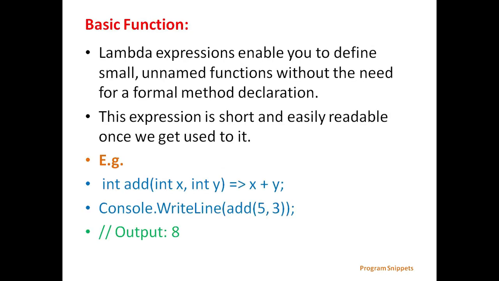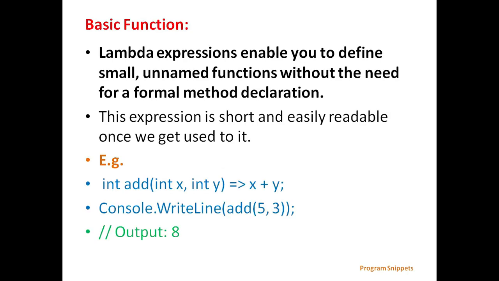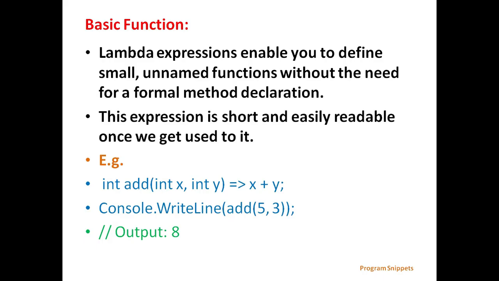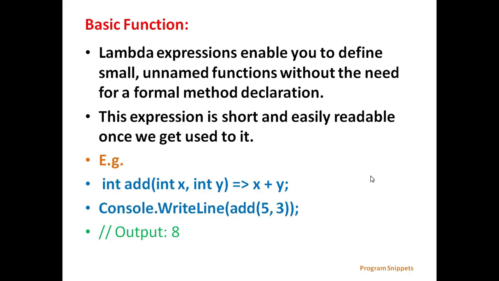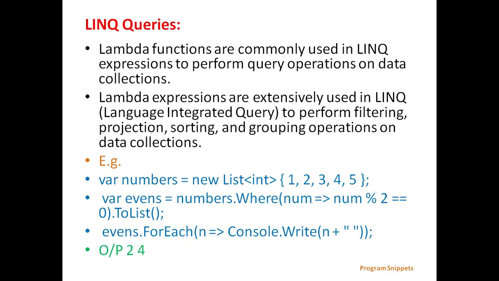First we'll see basic functions. Lambda expressions enable you to define a small unnamed function without the need for a formal method declaration. This expression is short and easily readable once we use it. For example, here we'll define a lambda function int add with parameters x and y, and with the lambda operator we'll return x plus y. And when we execute it with 5 and 3 as parameters, it will give the output 8.